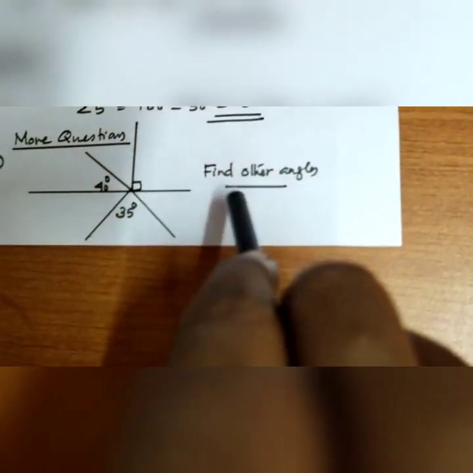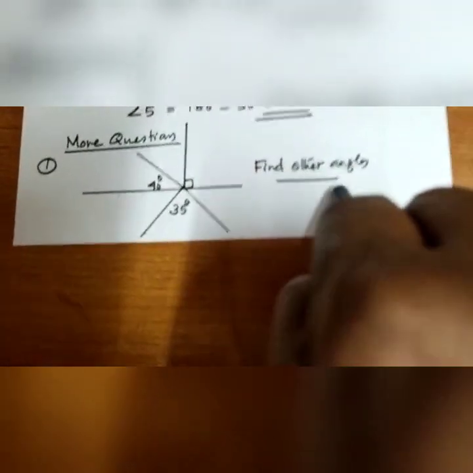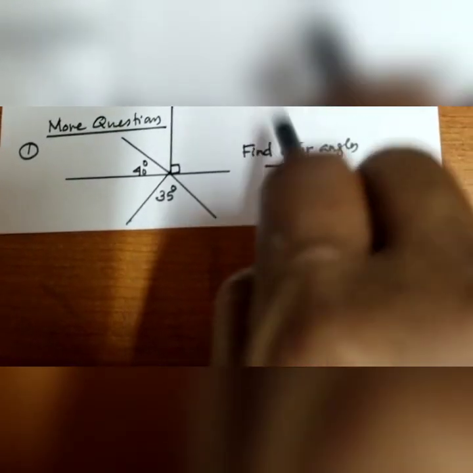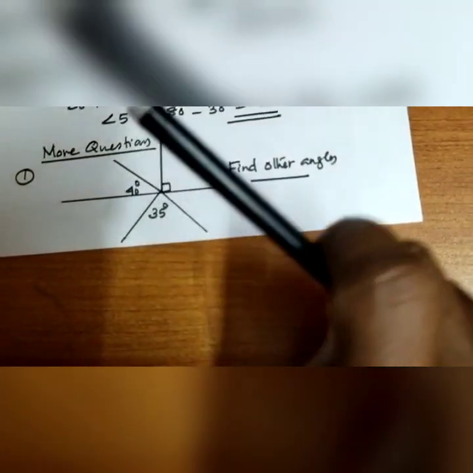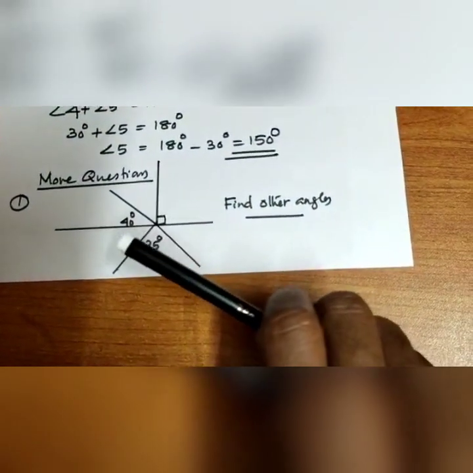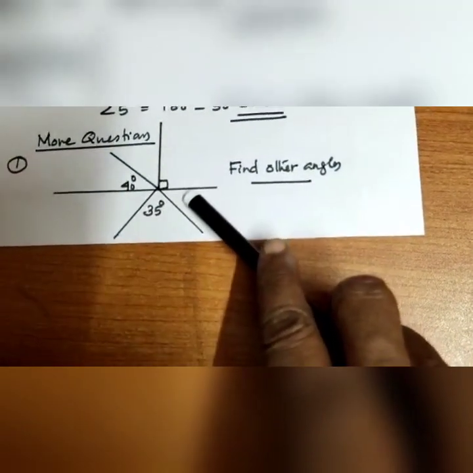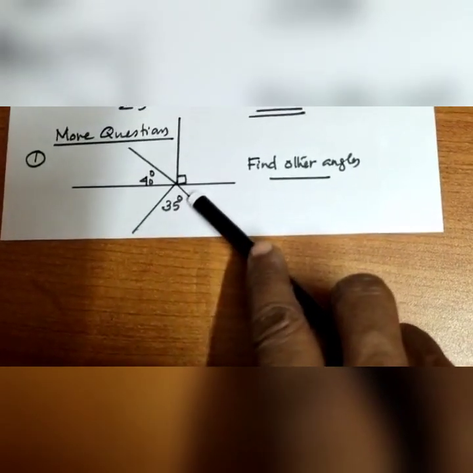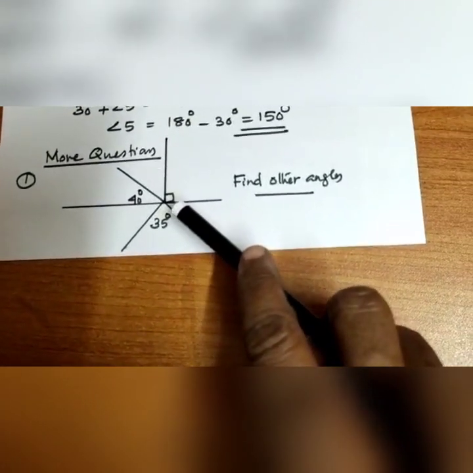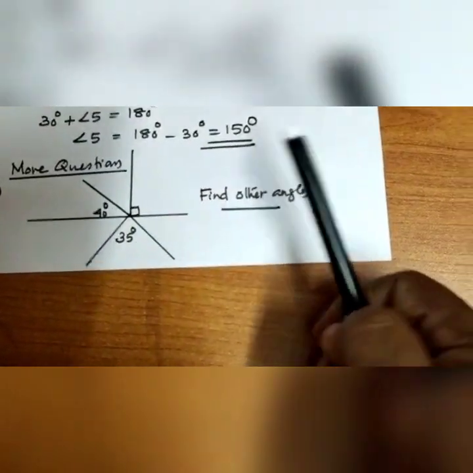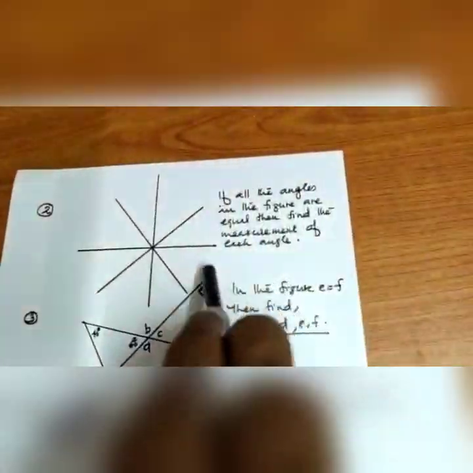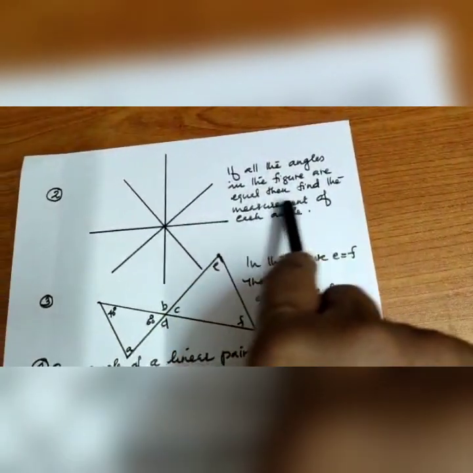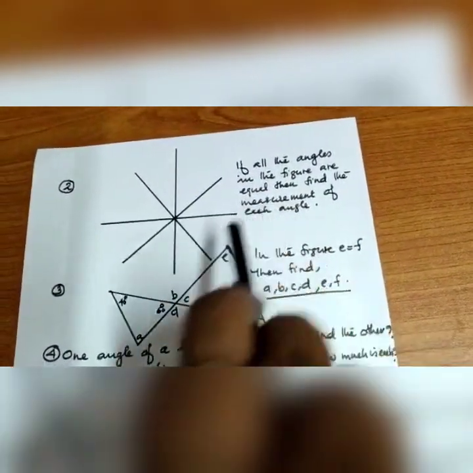Also, here you are given more questions from this unit. First one is this. Find the other angle. Using the important points in this unit, you have to do this yourself after the class. After the class, or after you do it yourself, I will explain each problem for you. Then the second question is this. If the angles in the figure are equal, find the measurement of each angle.